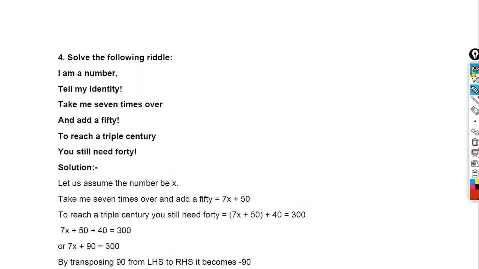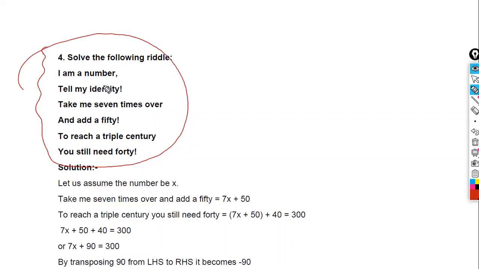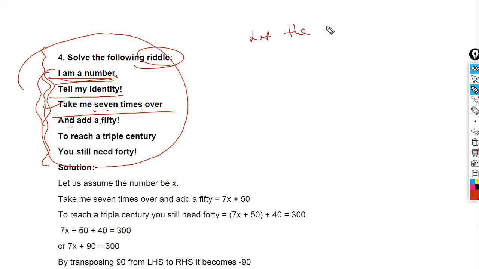Okay, the last one. This is a very nice question. Let's read it. I am a number. So it's actually a riddle, a very nice riddle. I am a number. Tell my identity. You have to tell my identity. Take me 7 times over and add 50. So we don't know who the number is. Let the number be x. Now tell my identity. The identity is x. You have to find the hidden identity inside x.